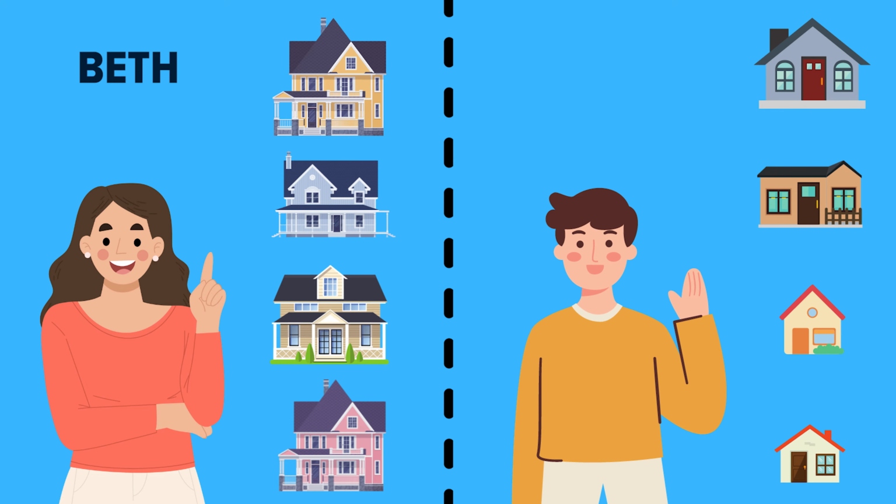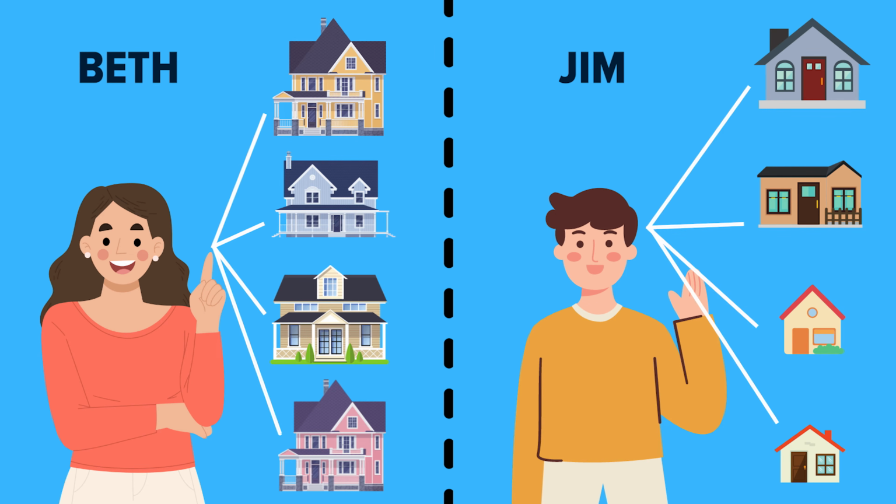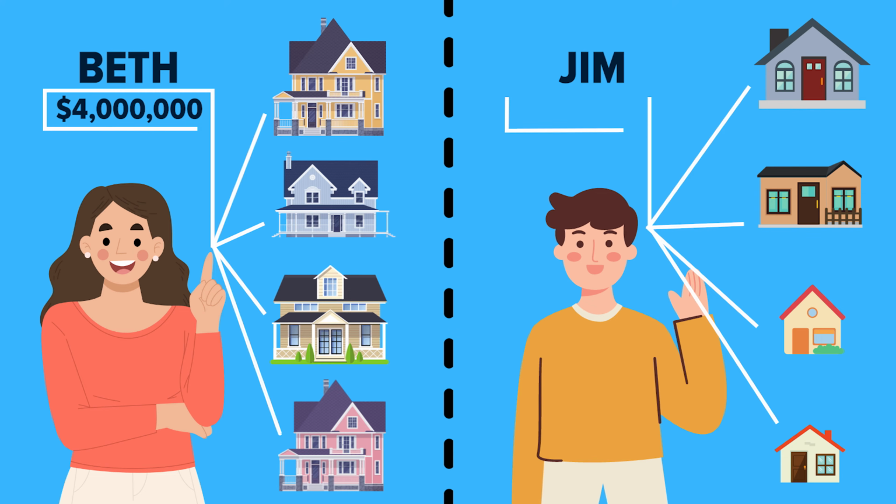Now, let's say that you have Beth and Jim, and they're both wondering about setting up LLCs for their rental properties. They both have 4 rental properties, but Beth's rental properties are each worth $1 million, so she has $4 million worth of assets. Jim has 4 rental properties, but they're each worth $50,000, so he has a total of $200,000 worth of assets. There's something called asset protection strategy, and that's something an attorney can work through with you.